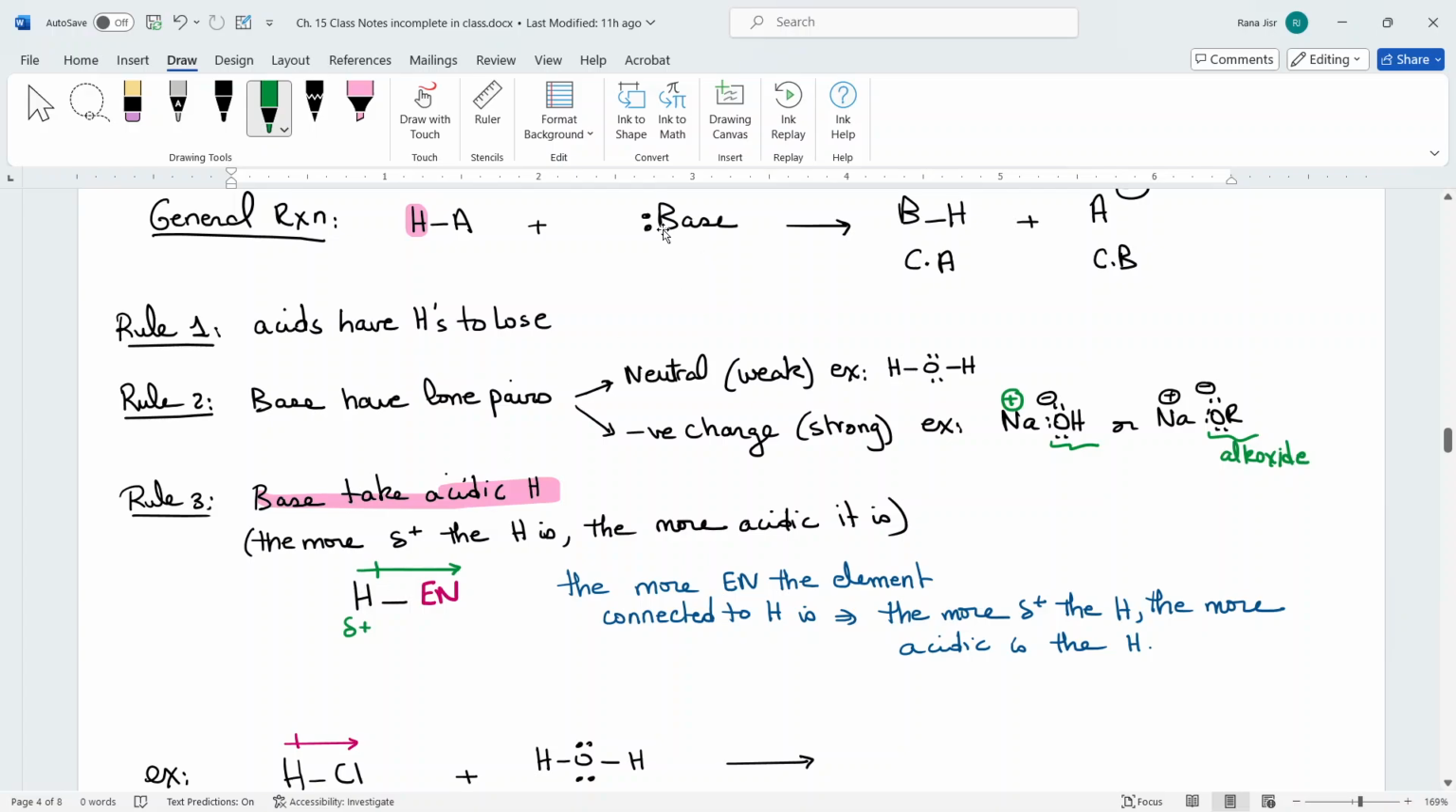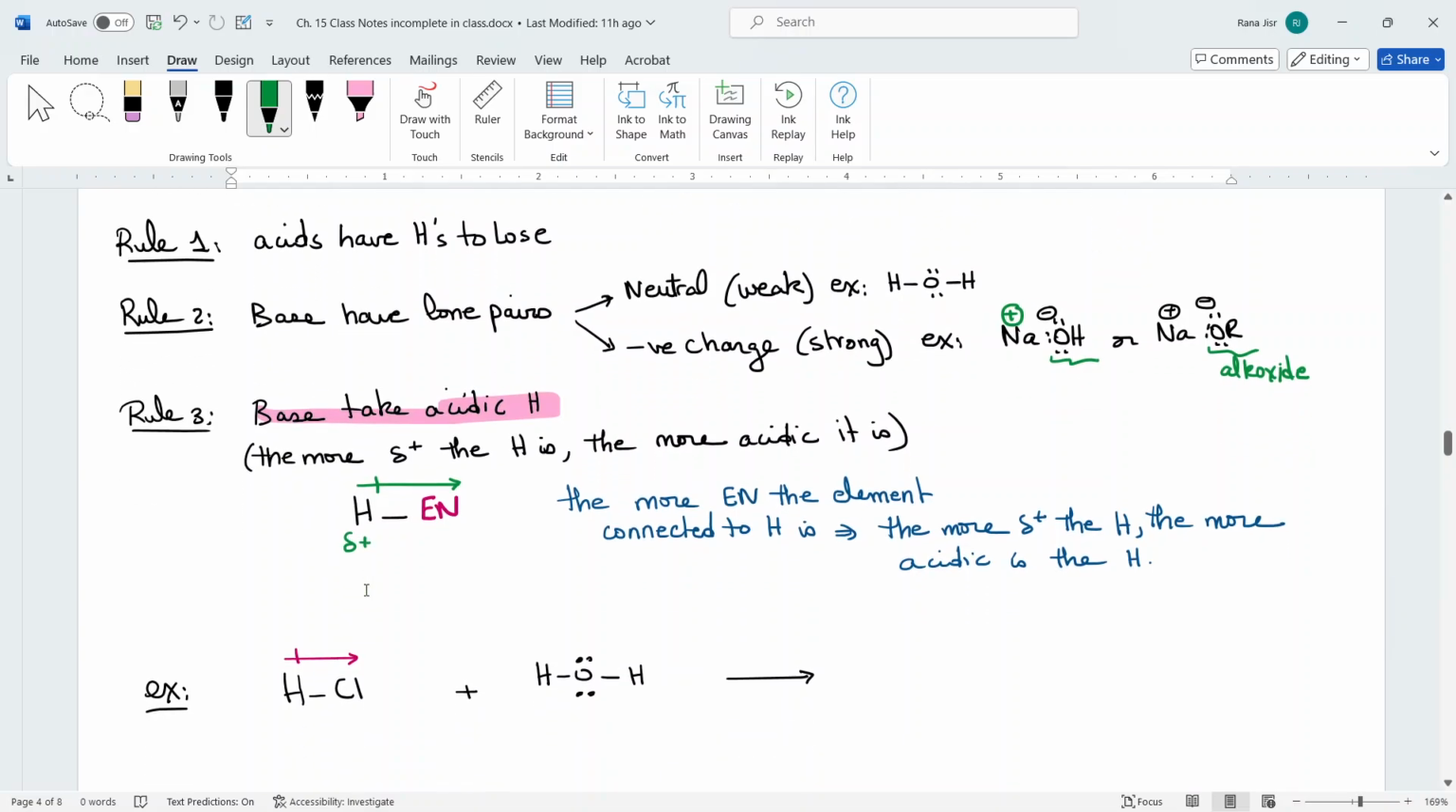Because, as I said, the base is a species that has electrons. So it can give its electrons to the hydrogen. A partial positive means that the hydrogen needs electrons, and it will take those electrons from the base. So this is why we say the more partial positive the hydrogen is, meaning the more electrons it needs, the more acidic it is. So the faster the reaction is, where the base comes and takes the acidic hydrogen. Okay? Let's have an example.